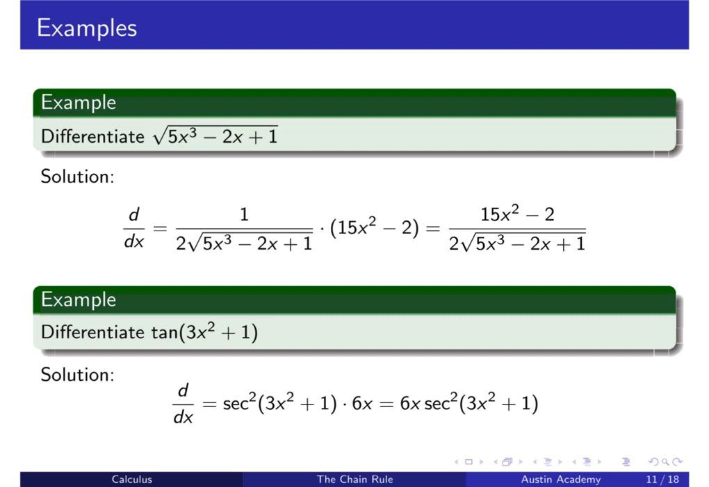Example 6. Differentiate, tangent of 3x squared plus 1. The derivative of tangent is secant squared. Multiply by the inner derivative, 6x. Final answer, 6x secant squared of 3x squared plus 1.